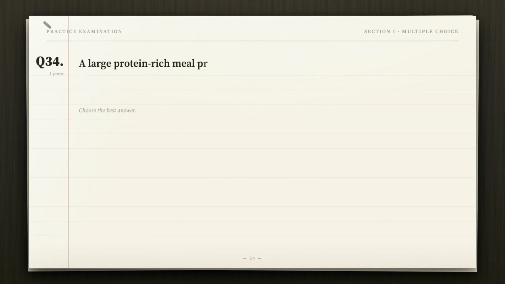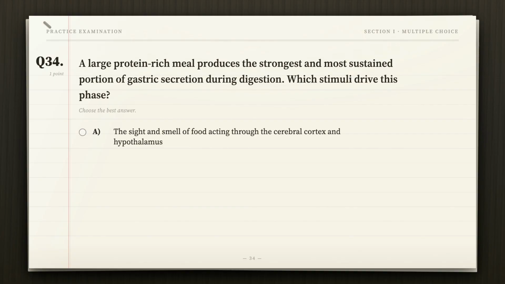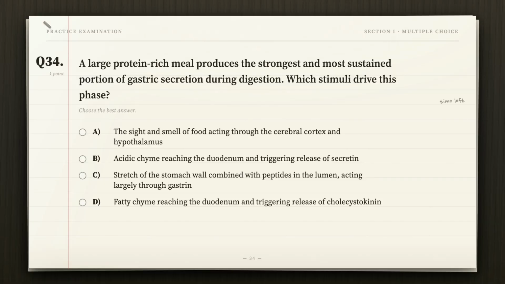Question 34. A large protein-rich meal produces the strongest and most sustained portion of gastric secretion during digestion. Which stimuli drive this phase? Your options are A. The sight and smell of food acting through the cerebral cortex and hypothalamus. B. Acidic chyme reaching the duodenum and triggering release of secretin. C. Stretch of the stomach wall combined with peptides in the lumen, acting largely through gastrin. D. Fatty chyme reaching the duodenum and triggering release of cholecystokinin. Take a second. Which answer would you pick?